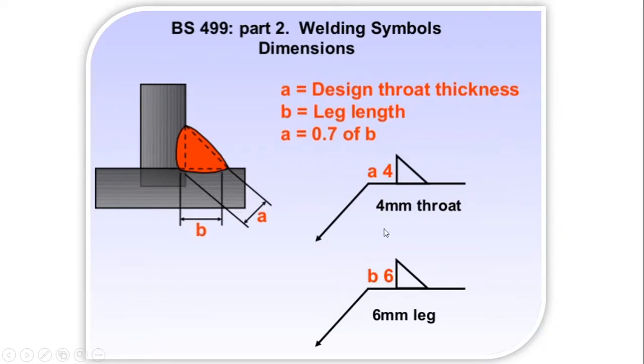Let's see here, which indicates A4. That means 4 millimeter throat. This distance is 4 millimeter. Here this is B6, 6 millimeter leg. Throat and leg: this is the throat distance, and this is the leg distance.